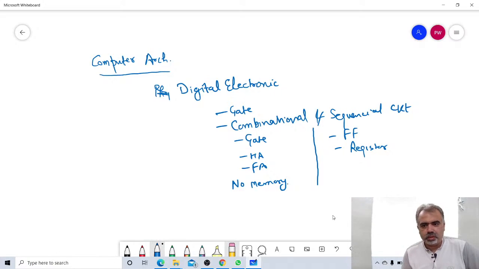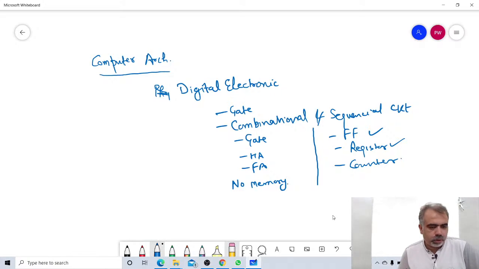A flip-flop is a one-bit memory device, and a register is made up of flip-flops only. If we connect four flip-flops together, it will be a 4-bit register, or an 8-bit register in the same way. So the basic difference is that in combinational circuits no memory element is present, whereas in sequential circuits there is a flip-flop, a register, a memory element. Registers and counters are examples of sequential circuits.